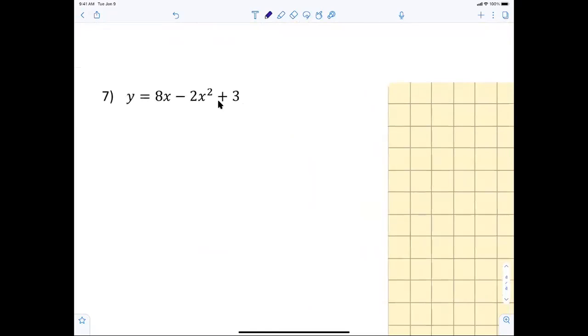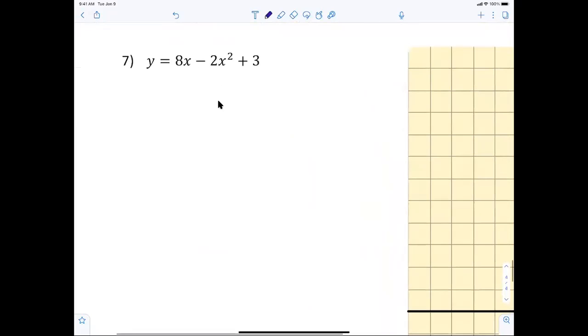All right, now I tried to mess you up on number 7. What did I do? Yeah, it's not in the right order. We say standard form, so we're going to rewrite it: negative 2x squared plus 8x plus 3. So yeah, switcheroo on you there.